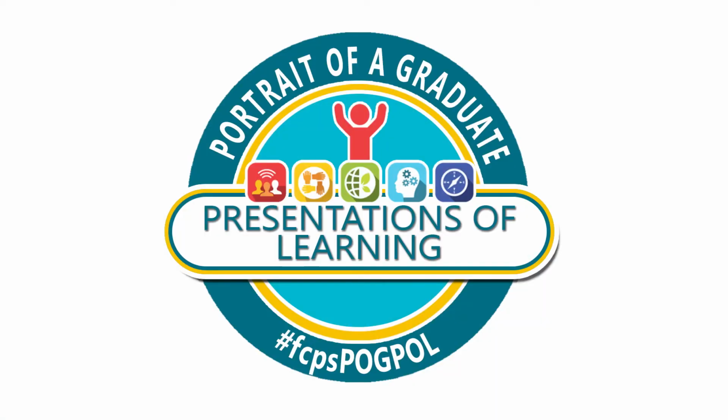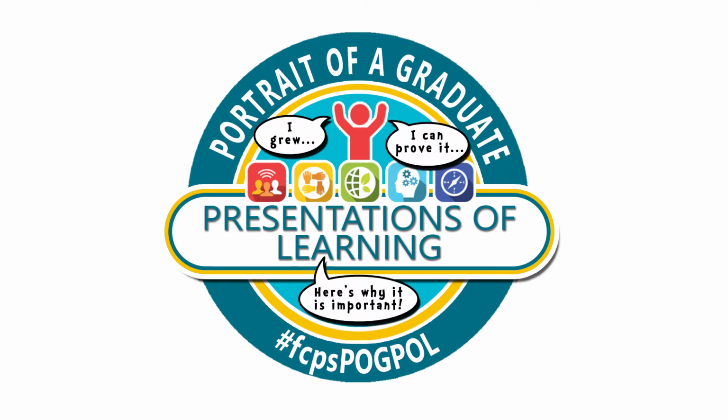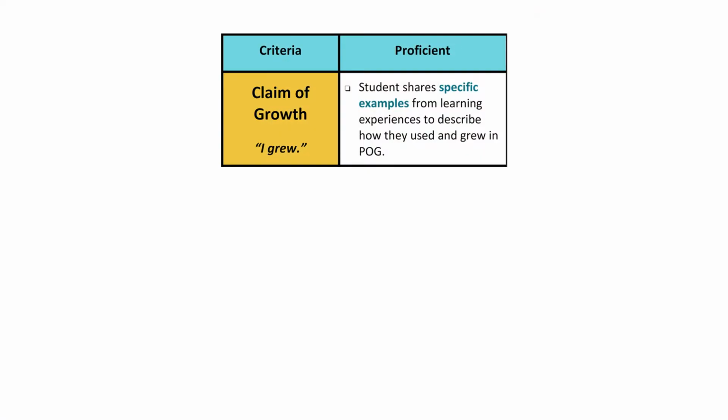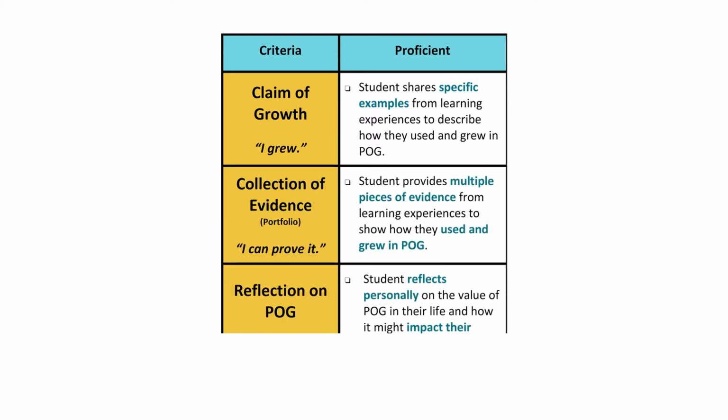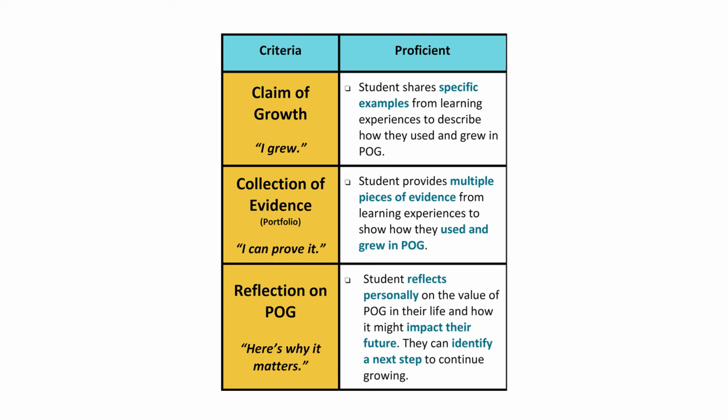POG POL is an experience where students take part in a presentation of learning, a conversation where they have the opportunity to say, I grew, I can prove it, and here's why it matters. Students share how they have grown in 2 Portrait of a Graduate attributes. They make a claim of growth, use evidence to show how they've grown their specific skills, and reflect on how the growth is meaningful to themselves, their community, and the world, today, tomorrow, and in the future.